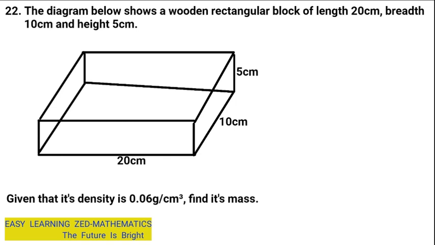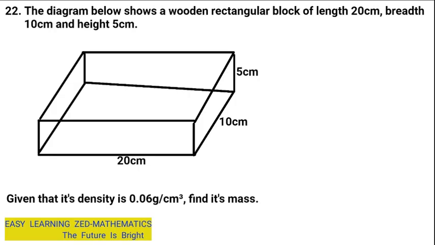To find the mass, we need to multiply the density by the volume, because the formula for finding mass using density is mass is equal to density times volume. When we look at the statement above, you see that the volume is not given. However, we are given dimensions that can help us find the volume. So the first thing we're going to do is find the volume of this block.